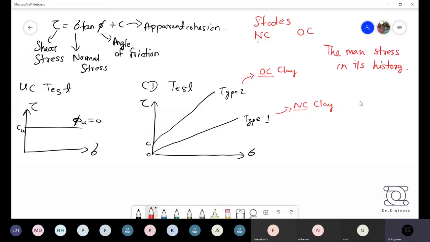So here, OC clay means the stress which the soil is experiencing now is less than the maximum stress which it has experienced earlier.